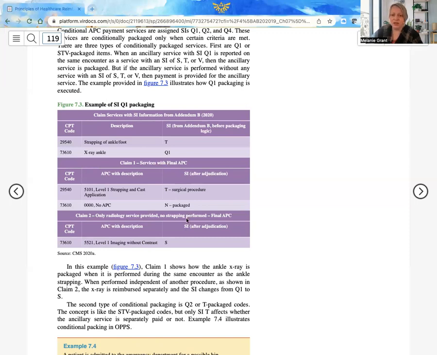A lot of times, you'll see where there's modifiers indicated for what's called a professional service. And so the provider may have had the technical component of the x-ray completed, but the radiologist would bill separately for interpreting that x-ray.